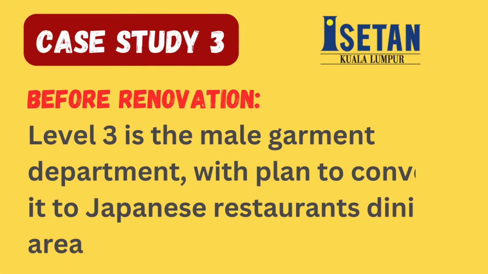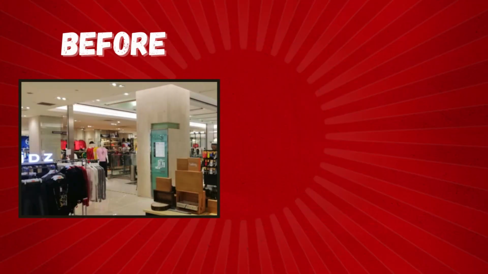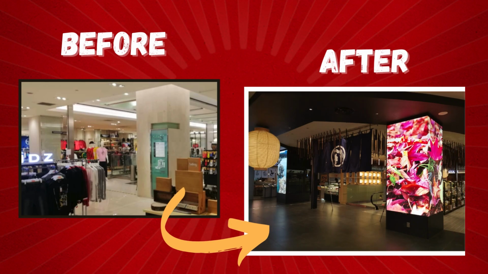Third case study is Isetan Retail at The Garden. This project would turn the existing level 3 men's garment department to Japanese restaurant area. As you can see from the photos taken before the renovation and after, LED displays are installed at the pillar, which has a more vibrant and attractive ambience.